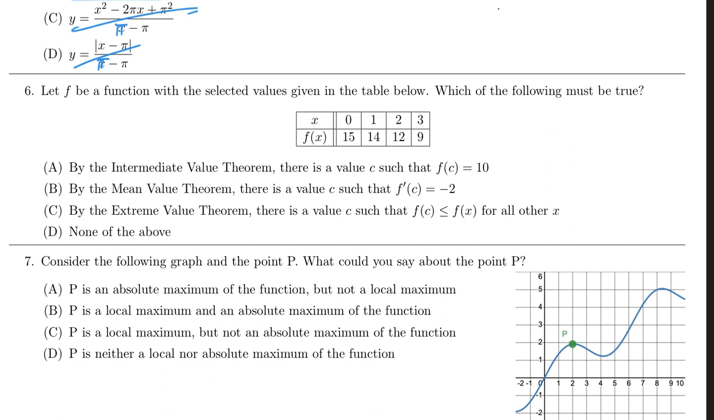The next one, we have f is a function with the selected values in the given table. Which of the following must be true? All right. So all these kind of fit. If you go through the intermediate value theorem, that kind of makes sense. The mean value theorem, the conclusion kind of makes sense. Extreme value theorem kind of makes sense.